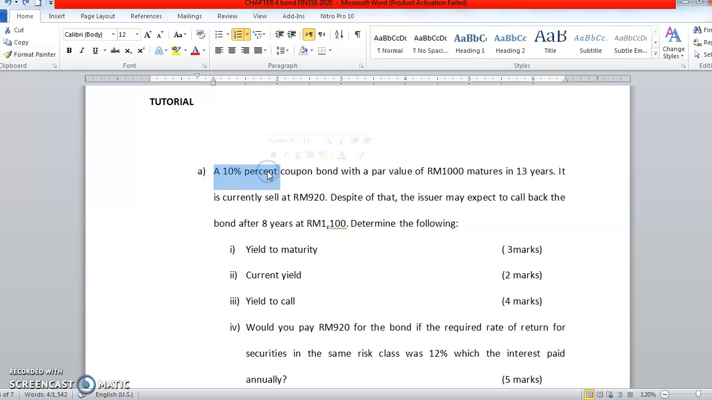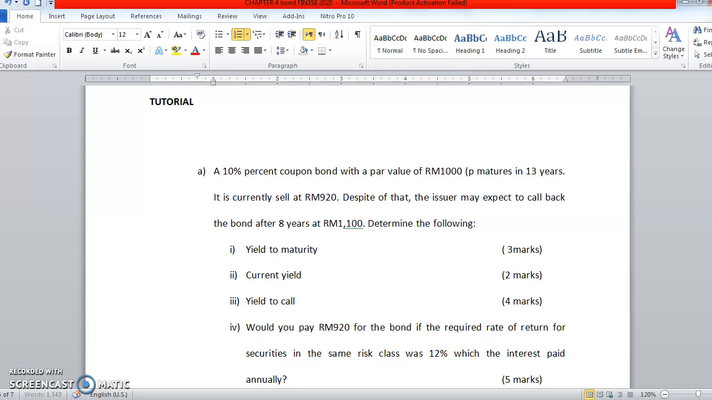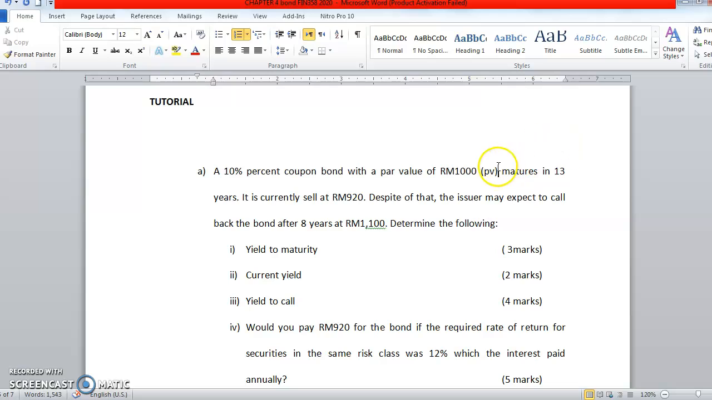A 10% coupon bond with a par value of RM1000 matures in 13 years. It is currently sells at 920, right? So what does it mean by RM1000 par value? So this is your PV. This is your par value, right? I'm highlighting it with red color for you to differentiate.